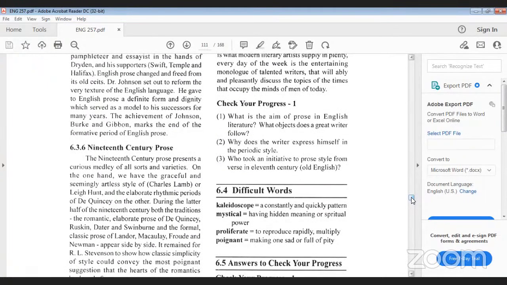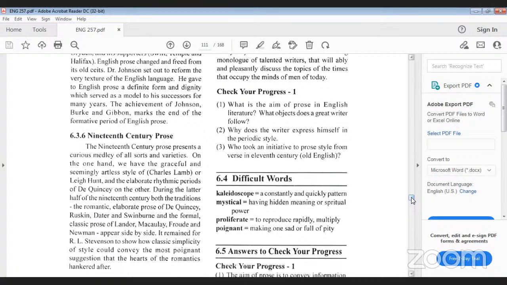19th century prose. The 19th century presents a curious medley of all sorts and varieties. On the one hand, we have the graceful, swinging, artless style of Charles Lamb or Landor and the elaborate rhythmic period of De Quincey. On the other, during the latter half of the 19th century, both traditions, the romantic elaborate prose of De Quincey, Ruskin, Pater, and Swinburne, and the formal classic prose of Landor, Macaulay, Faraday, and Newman, appear side by side.